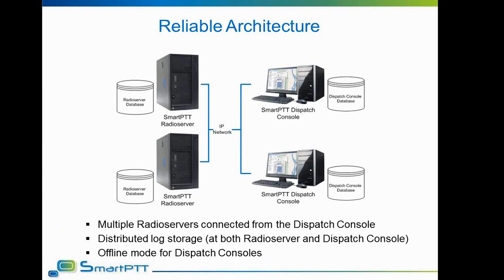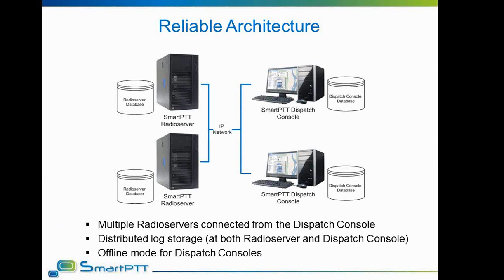The SmartPTT dispatcher automatically restores the connection to the radio server upon network recovery. Separate databases for each radio server and dispatcher allow doubling of stored information, so for instance, if one site is destroyed by some accident, the event log can be recovered from some remote dispatcher, including last-minute calls. This can be useful for further investigation.